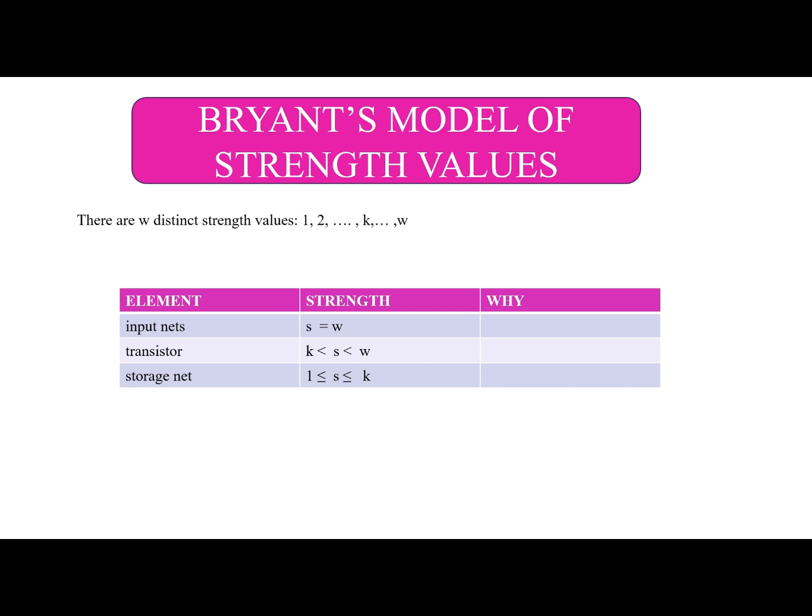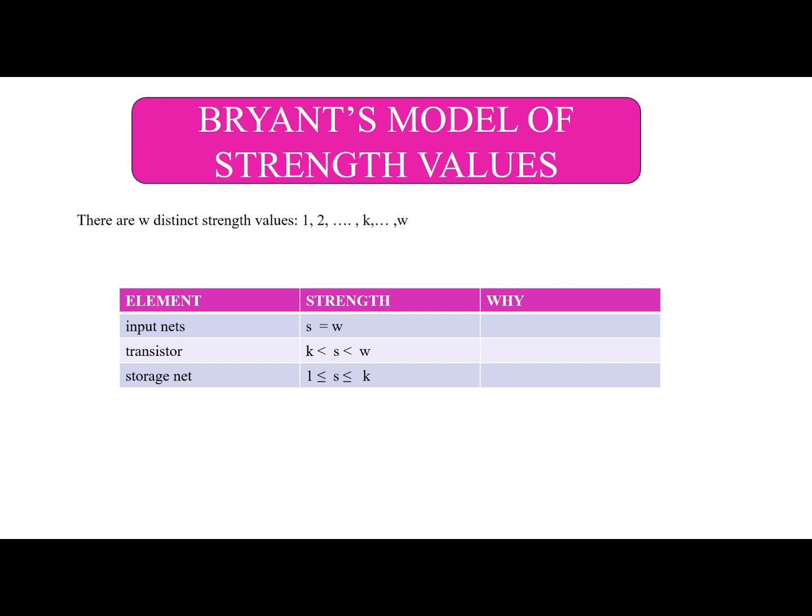Nets can be either input nets or storage nets. The input net is the one which is connected to either VDD or VSS. So the strength of the input net is the maximum, which is S equal to W. The storage net takes the input value or the output value. The storage net has a strength of 1 less than or equal to S less than or equal to K. The next one is the transistor.